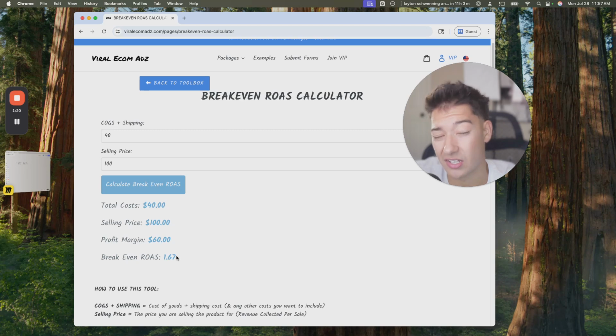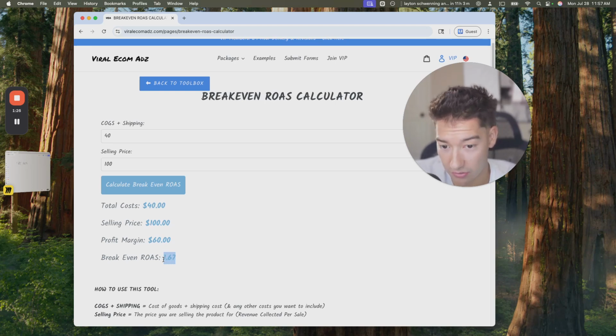To be honest, it's not that good. I try to keep this under a 1.45 because it's just easier to run ads and get above a 1.45 ROAS. Okay, now if your break even is a 1.67, you're gonna need a 2 point something to scale profitably and have healthy margins. Okay, so you want to get this down as low as possible.